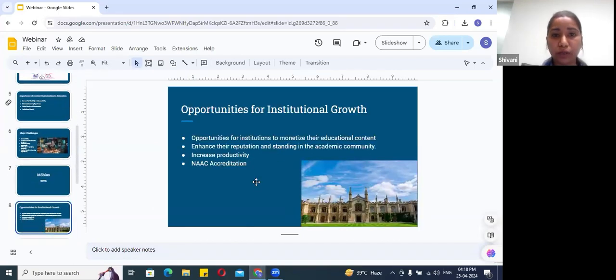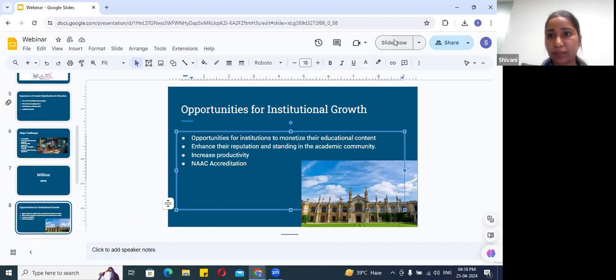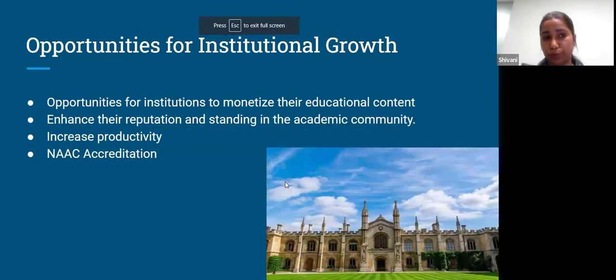Now, moving on, I would also like to spend some time upon opportunities for institutional growth. Firstly, we have opportunities for institutions to monetize their educational content. This is one of the major opportunities for institutions, because after adopting a digital content platform, universities can create their own content on the platform itself and can sell that content to other universities if they want.